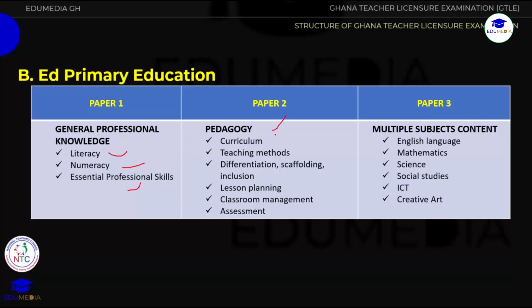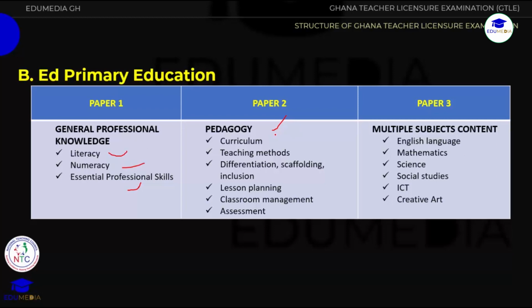So pedagogy, for those who study primary education, you're going to be dealing with curriculum, teaching methods. You're going to look at inclusion in education. You're also going to be looking at things like classroom management, how to do lesson plan, and then also assessment. So this is assessment at the primary level. This is going to be a bit different from the early childhood education.